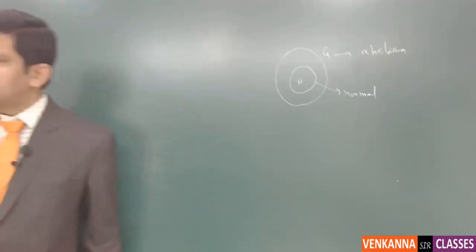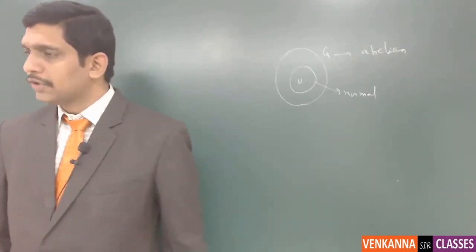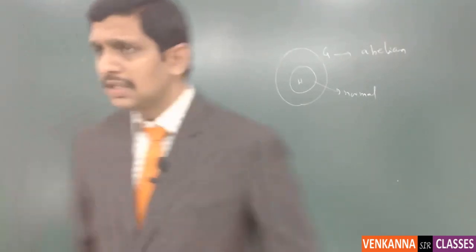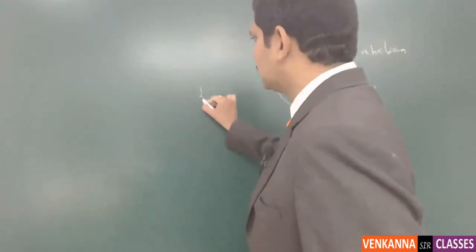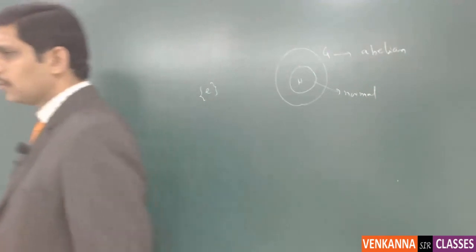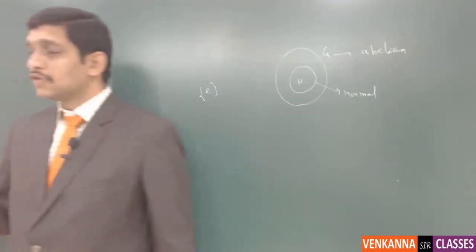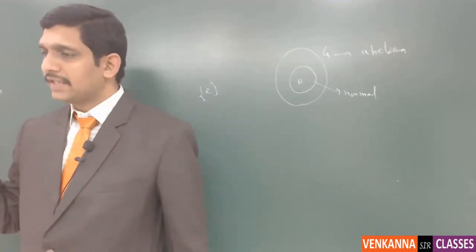A simple group need not be abelian, because suppose you just take the singleton set, the identity. It is a group. Is it abelian? If there are two elements, you can check for abelian. If there is only one element, you cannot say anything about that. So by default, the abelian property is satisfied there.